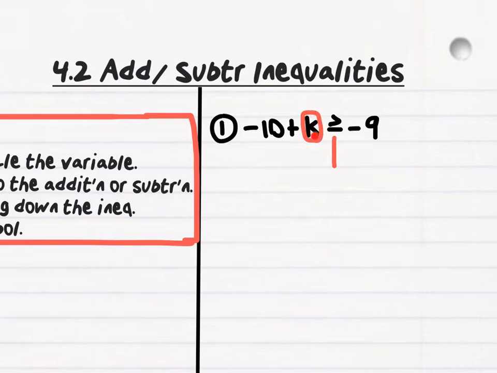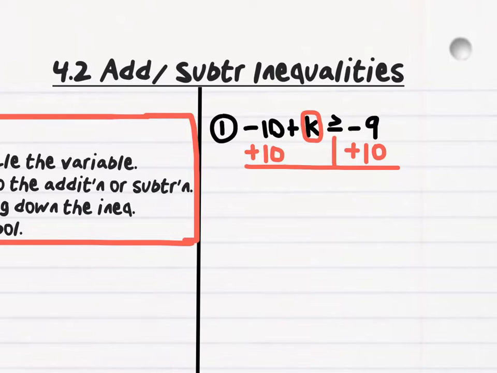So if we have a negative 10, we want to make that a 0. And the way to do that is we can put underneath a plus 10. And because we did it to the left side of the inequality, you have to do it to the right side also. You have to do the same operation. We have to add 10. Okay, so it's still going to be the same inequality.